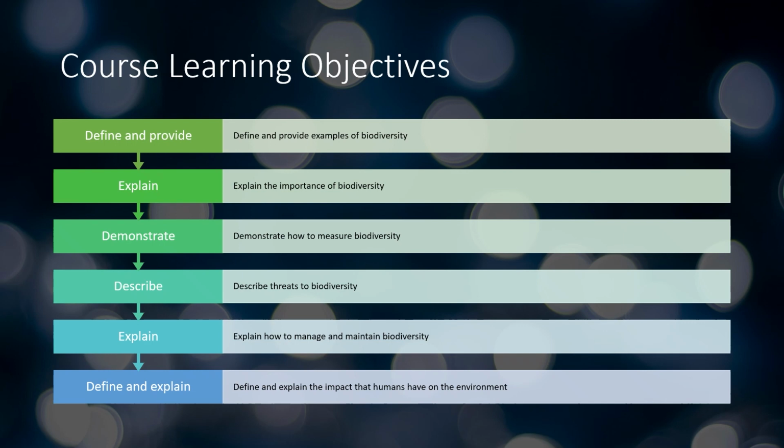For this course, learning objectives are going to include learning how to define and provide examples of biodiversity, being able to explain the importance of biodiversity, being able to demonstrate how we measure biodiversity, and being able to describe threats to biodiversity. The last two objectives, while we do talk about them in this class, we spend more time on those objectives in other classes.